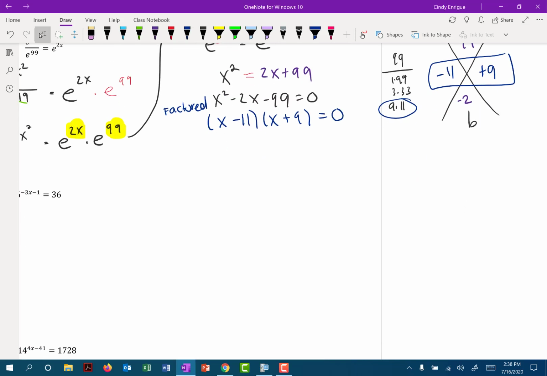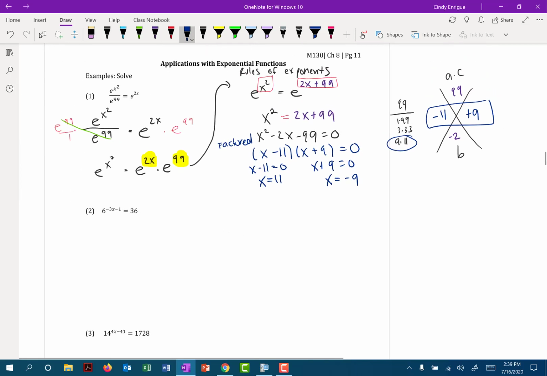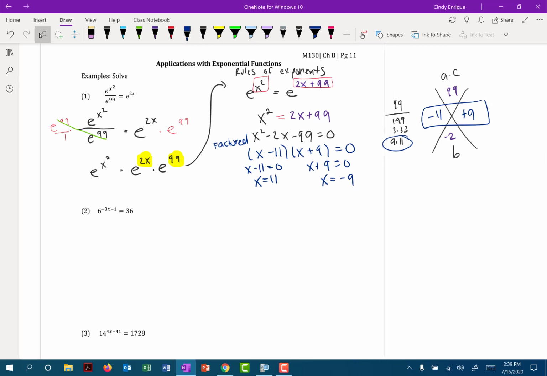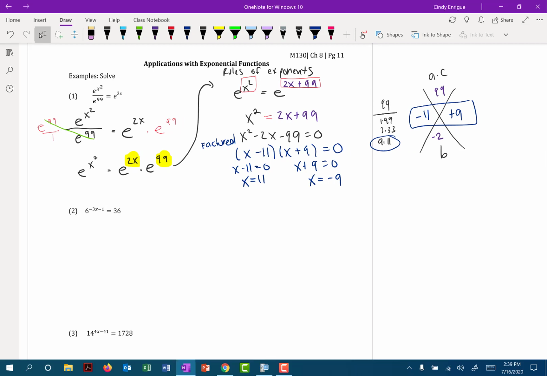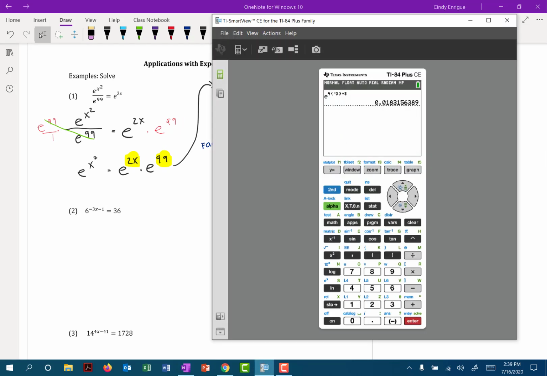So now I have that x minus 11 is equal to 0. So x is equal to +11. x plus 9 is equal to 0. So x is equal to -9. So what I want to do here is I just want to check my solution. So I have my fraction.